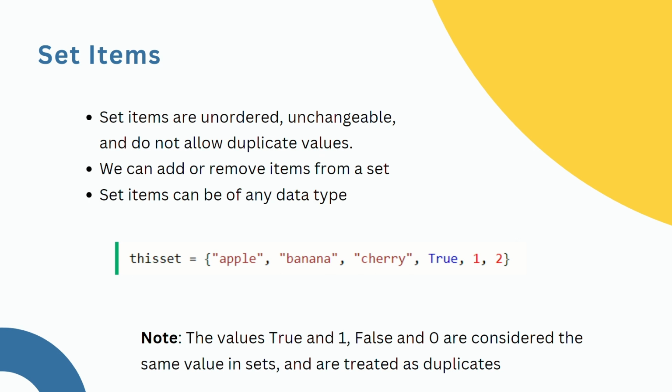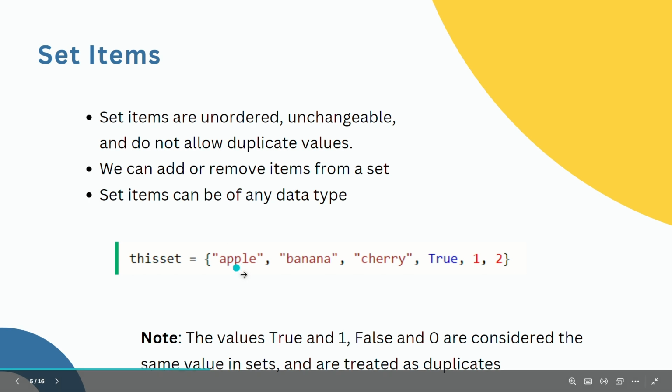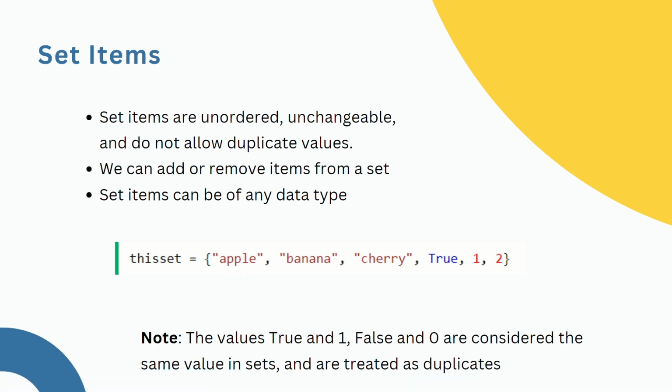So even when I say that set items are unchangeable, it does not mean that you cannot update the set, or that you cannot remove or add any new values in the set. What it means is that you cannot change one value inside it. For example, if you see in this example, this apple. Now if you want to, let's say, update it, and if it was a list, you could have just used the index number and updated what is being stored over there. But since they are unordered items in a set, you cannot change this value. It is there, you can either remove it or you can add new values, but you cannot change apple over here. So that's what unchangeable is.